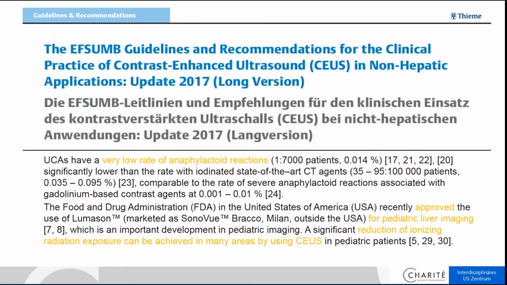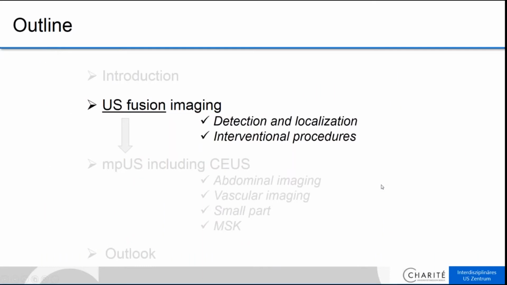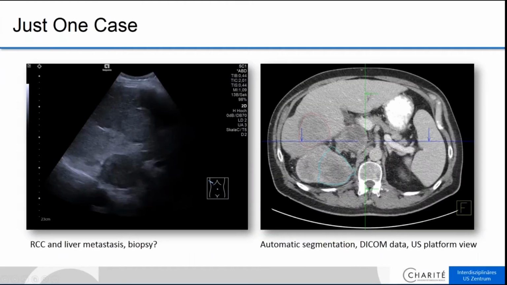So starting with this very short introduction, why we should implement contrast enhanced ultrasound in our daily practice. I think that's easy, and we can summarize this with this paper because we have a very low rate of anaphylactoid reactions, and it's approved also for pediatric liver imaging, and of course we can use this in adults. But what is the value of ultrasound fusion imaging?